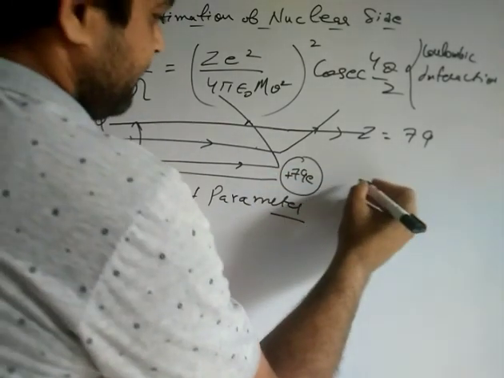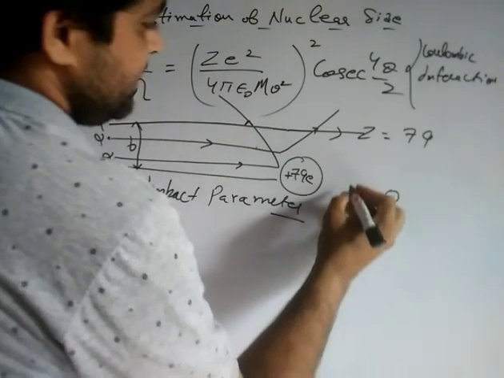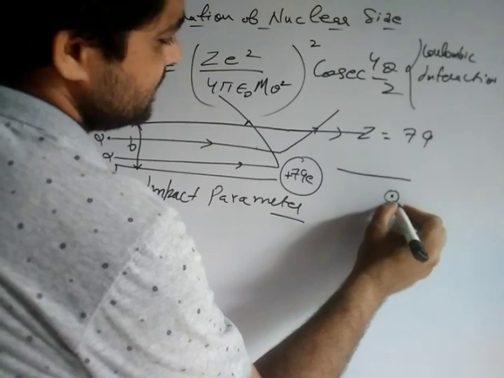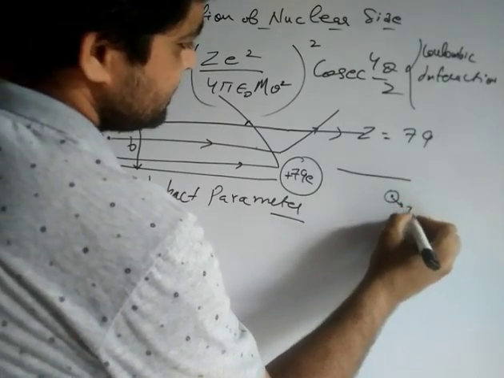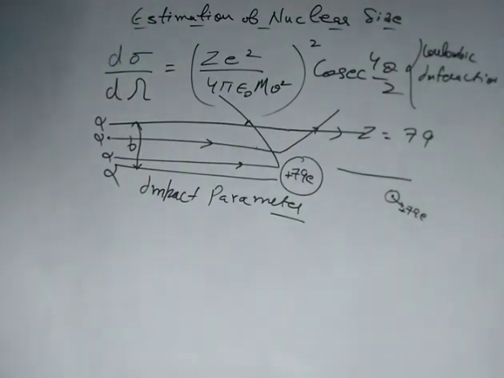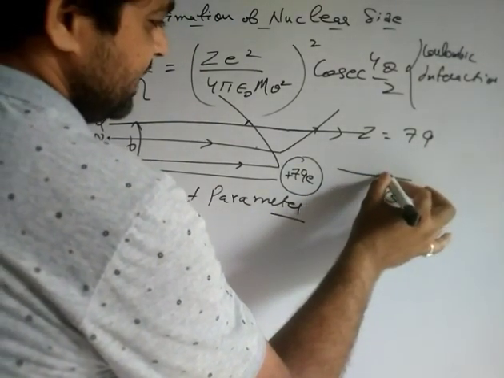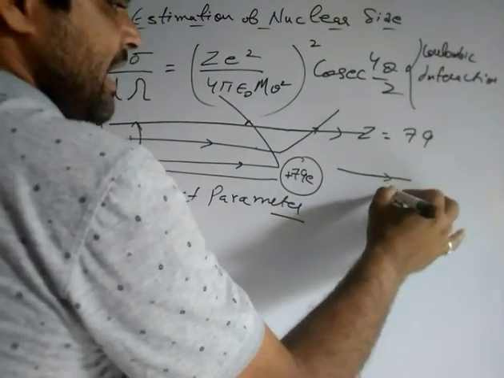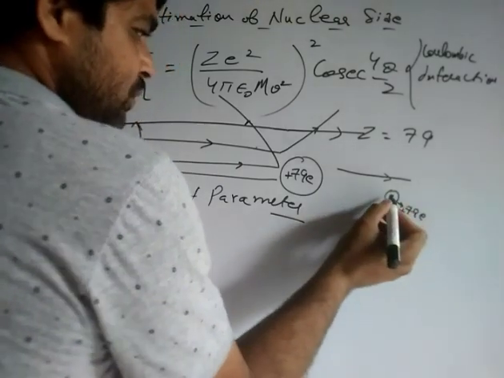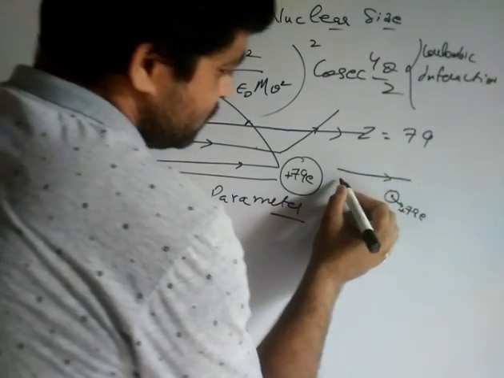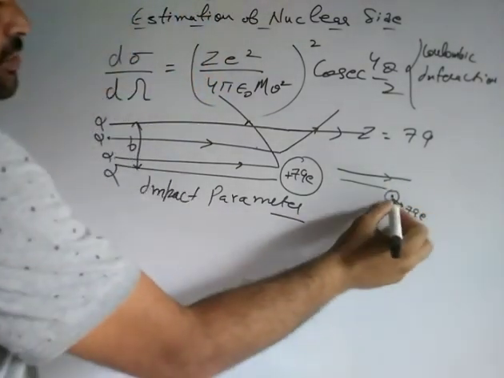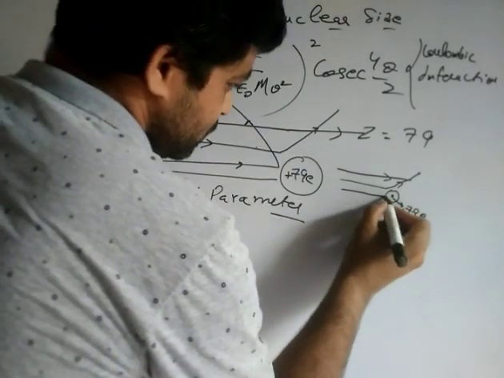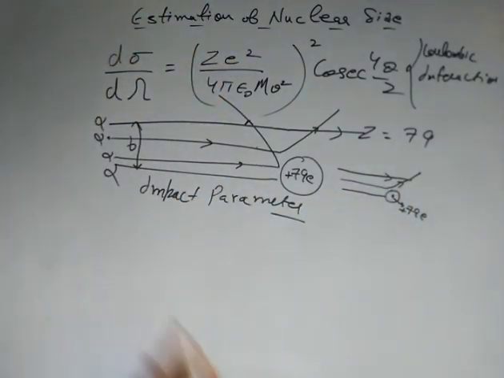Why? Because suppose this is your gold nucleus, which has 79 units of positive charge, and this is the alpha particle. If the alpha particle is far away from the center of this gold nucleus, it will suffer no deflection because it is not under the influence of the Coulomb repulsion of the gold nucleus. When the alpha particle is closer to the gold nucleus, it will suffer Coulomb repulsion due to the positive charge of the gold nucleus, and it will deflect by some angle. The closer it is to the gold nucleus, the larger the deflection it will suffer.